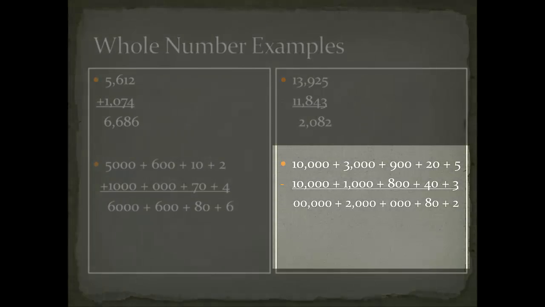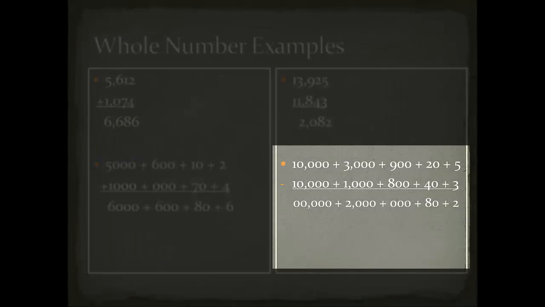One more time, in expanded form, if I were to write both these numbers out, I would get 10,000 plus 3,000 plus 900 plus 20 plus 5 for the number 13,925.